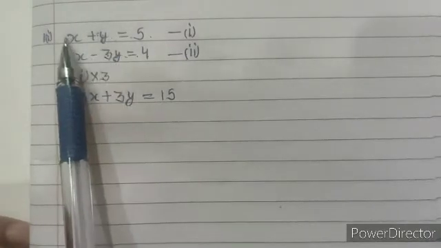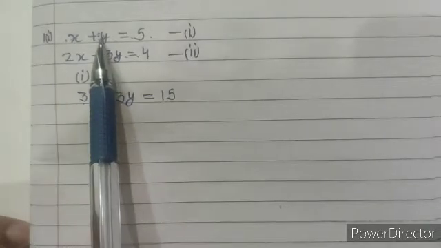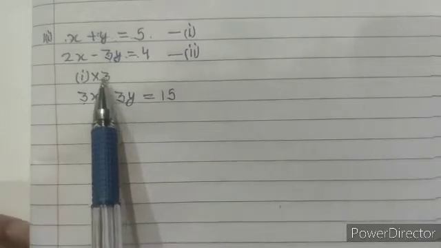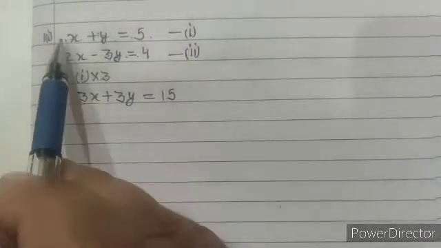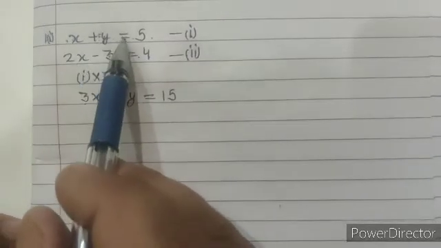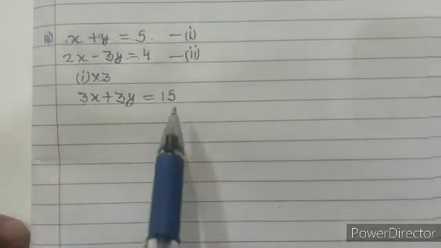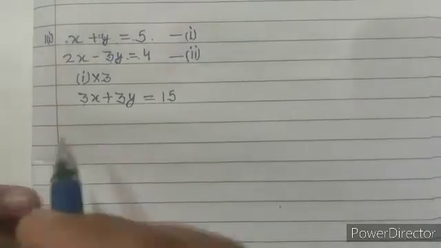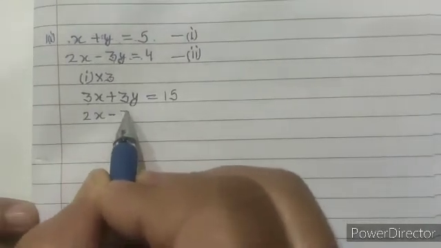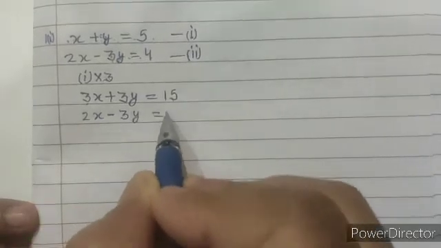Now on multiplying equation first by 3, we will get the coefficient of y as 3. So we will multiply the first equation by 3. Now this will give us 3 into x will be 3x plus 3 into y will be 3y equal to 3 into 5 will be 15. Now second equation will remain the same, that is 2x minus 3y equal to 4.